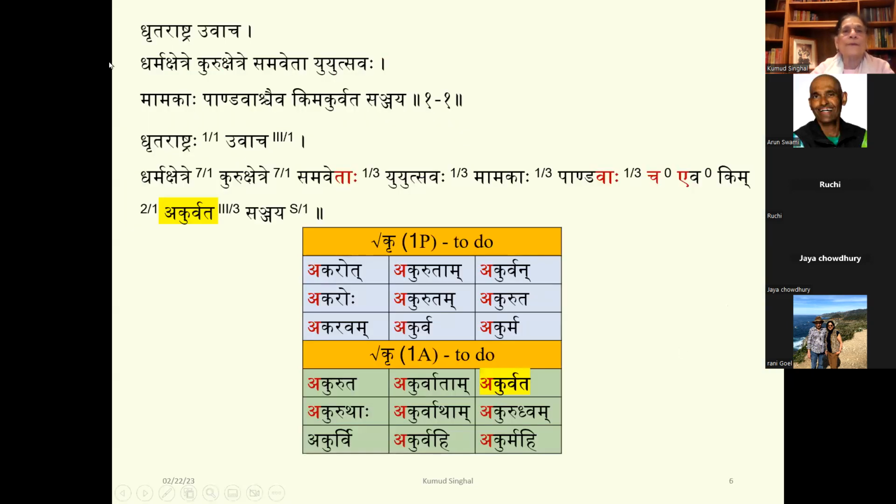Okay. So if you remember the first verse, I did this as an example, akurvat. This was in past tense, but kra dhatu is an ubhayapadi dhatu. It takes both the parasmaipadi form and the atmanepadi form. Here, akurvat is an atmanepadi form. So I just wanted to point this out. Here, this kra dhatu is taking the atmanepadi form. That's why it was akurvat.